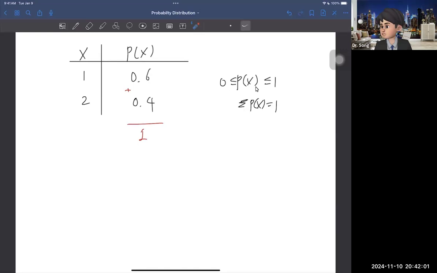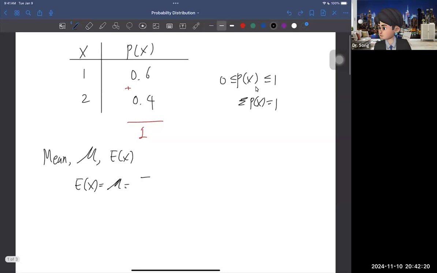Now, with this example, we can calculate the mean. So the mean, we denote by mu or E of x. This is the expectation of x. And the formula is the following. This expectation of x, or mu, is the summation of x times the probability of x. So the outcome times the probability of x, and then you have to calculate the summation of them.